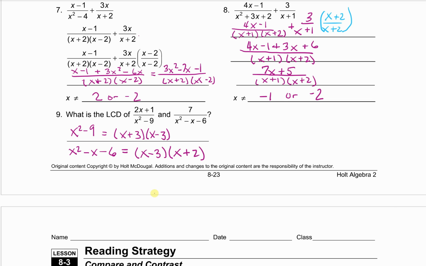So guess what? In order for there to be a common denominator, it's got to have at least one of everything. So put them together, we are going to have, those bells are so long, x plus 3, x minus 3, and x plus 2. That is going to be what they all have. That's going to be my least common denominator.